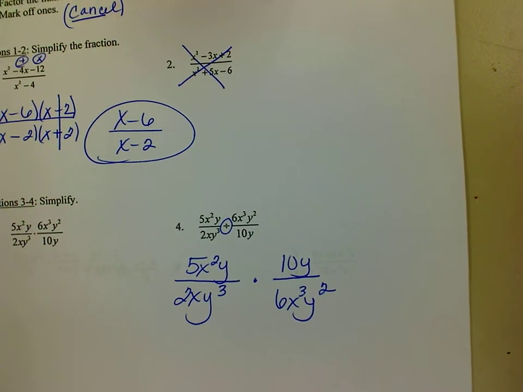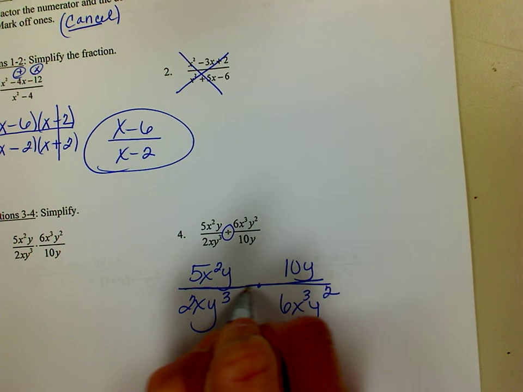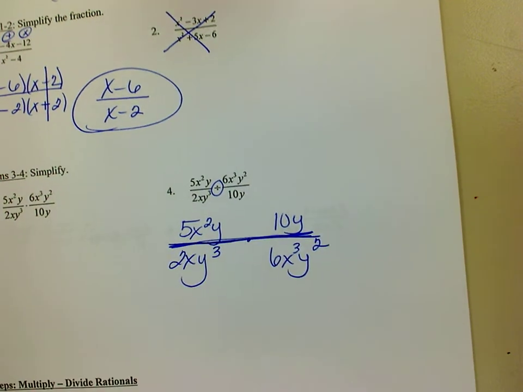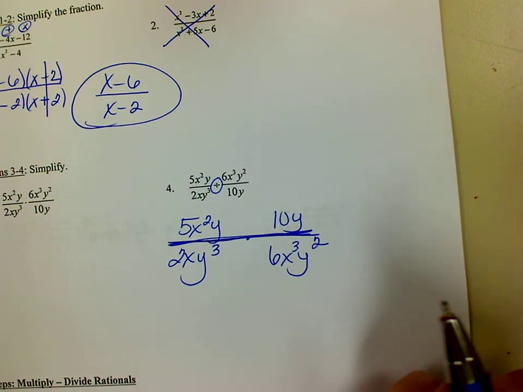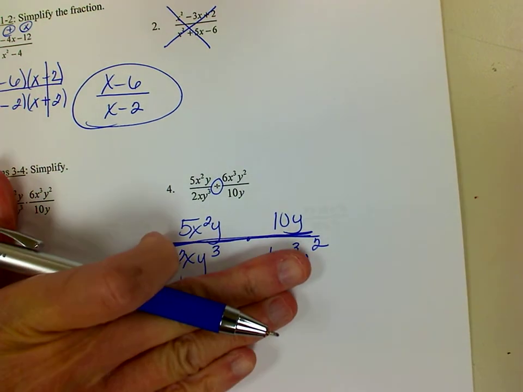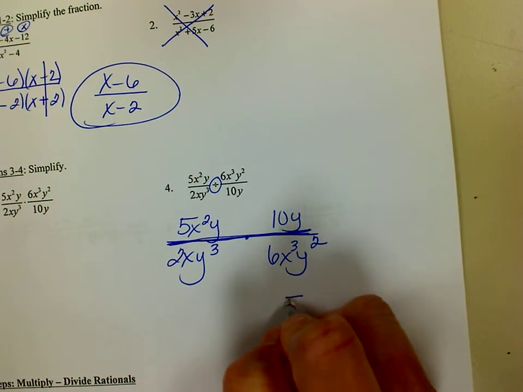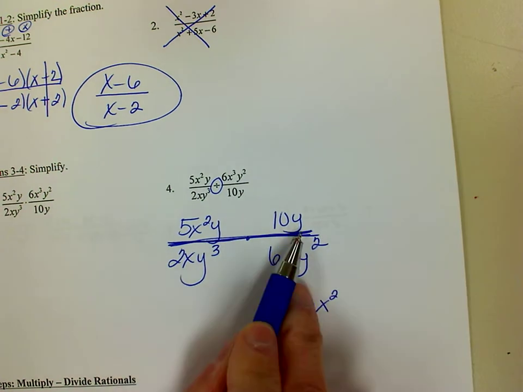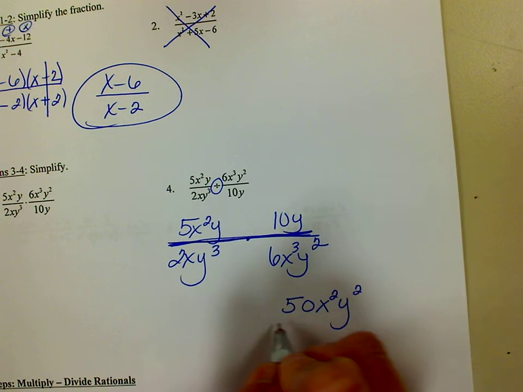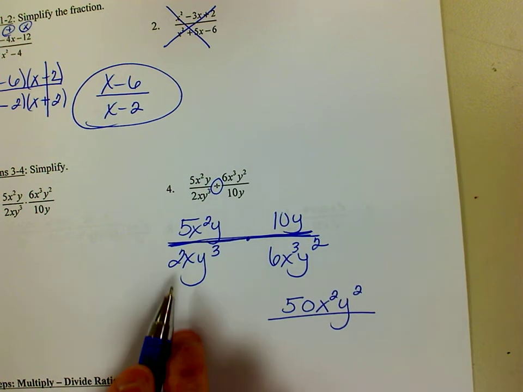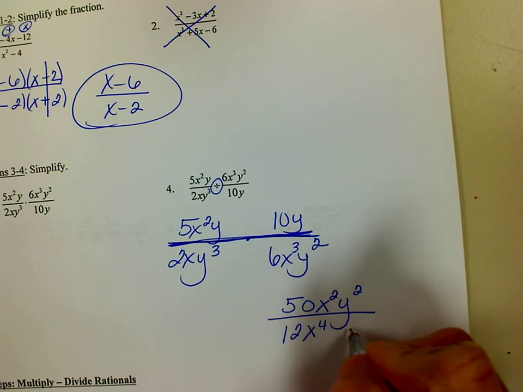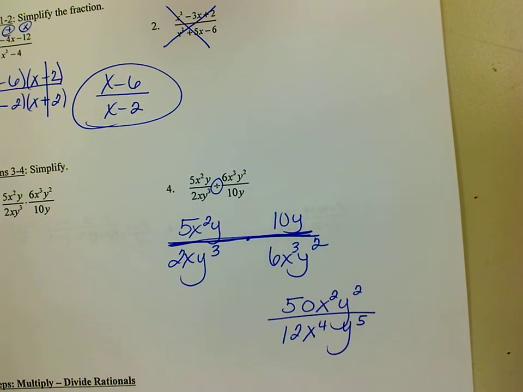Whenever you multiply fractions, you just multiply straight across. Now I'm going to cancel. Actually, we can maybe combine first now that I notice this. I'm going to look at my numerator first. I'm going to multiply the 5 and the 10 to get 50. Then I have an x squared, and the 2 y's become a y squared. Denominator, 2 times 6 is 12. I'm going to get x to the 4th and y to the 5th.